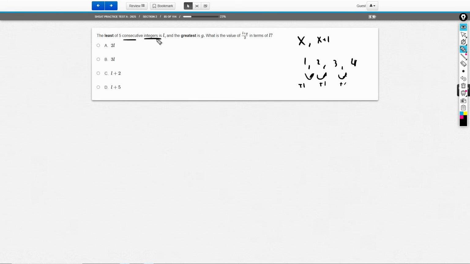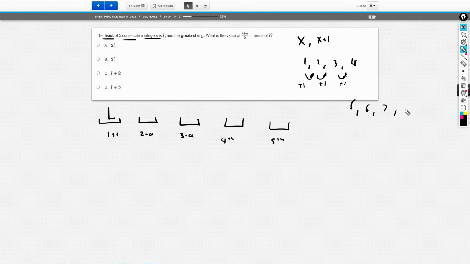Okay, so here we have 5 consecutive integers. So I don't know the value, so I'm just going to put empty spaces. So that's my first one. Here's my second integer. Here's my third integer, my fourth integer, and here's my fifth integer. Okay, I know the least is L. So my first one has to be L, right? Because that's the smallest one. And the smallest one in the sequence is always the first one, right? 1 is the first one in the sequence, so it's always the smallest. If I have a sequence 5, 6, 7, and 8, guess what? 5 is the smallest because it's the first. And the greatest is G, so the greatest has to be the last one, right? Because that's when you stop adding numbers. So now, what is the value of (L plus G) over 2 in terms of L?